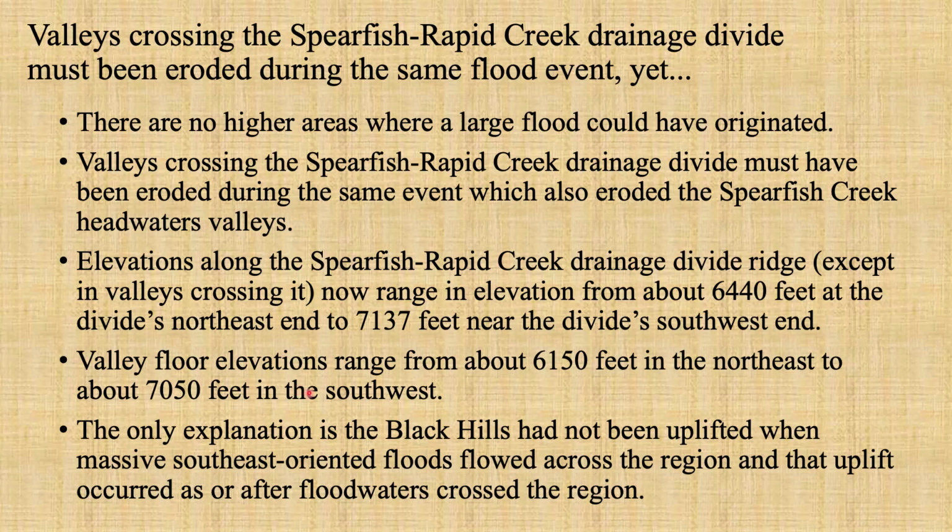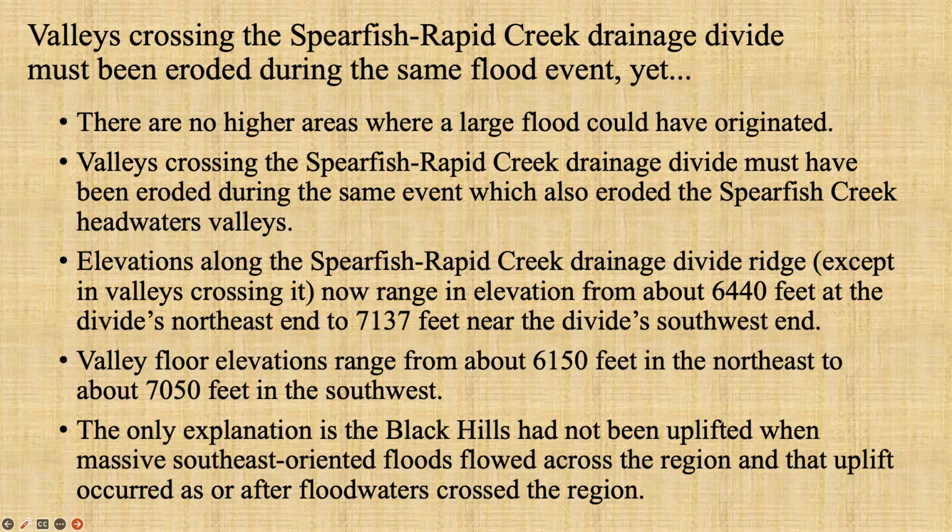Now, the problem with this that geologists have is there's no water source. I don't think anyone would argue with the evidence that I've shown you. It's very clear cut on the maps. It's clear cut if you go up there and you look at the region. But the problem is that this drainage divide, as I told you, is standing at least 3,000 feet higher than all the areas surrounding the Black Hills. So there's no place that the southeast oriented floods could have come from.